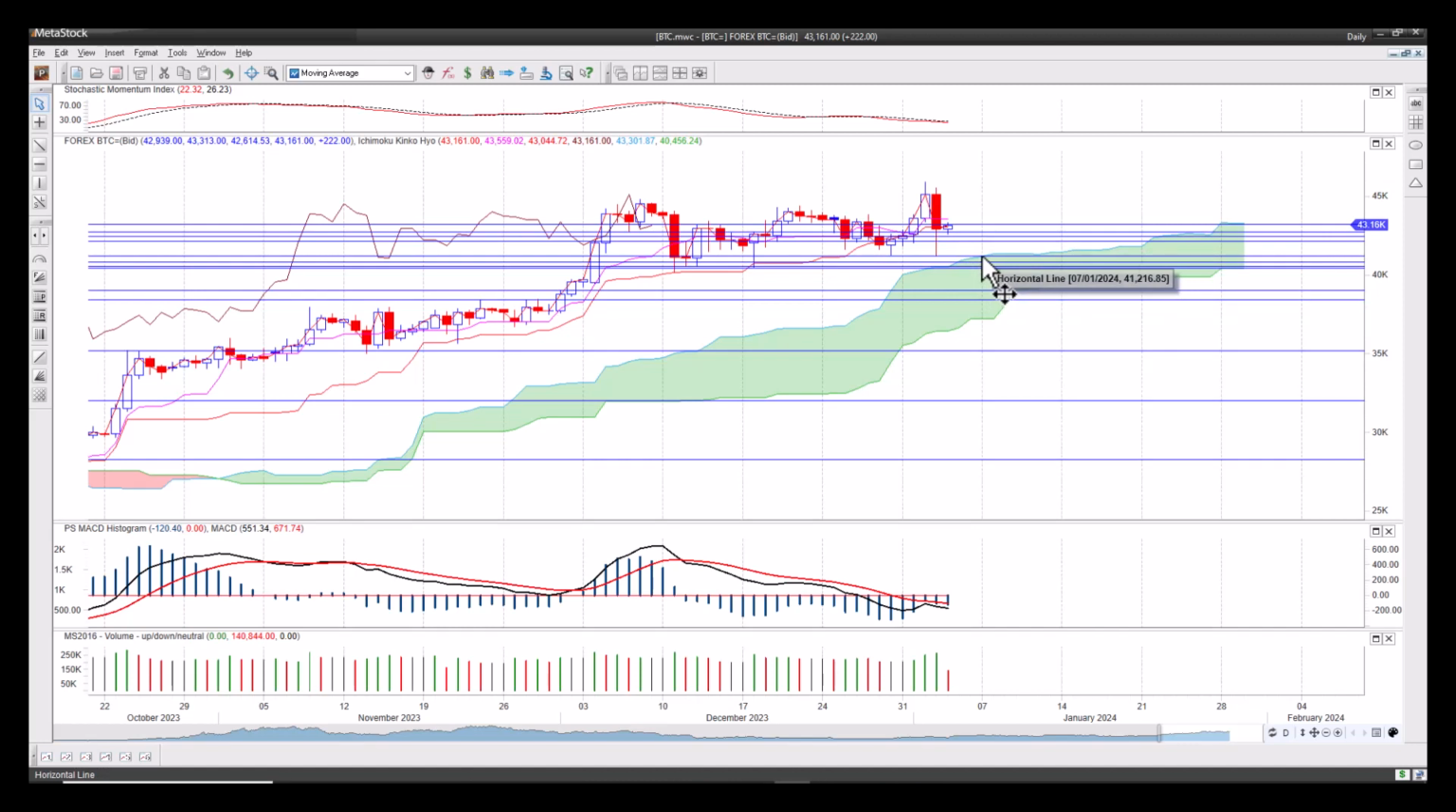But all in all, some great trades using both artificial intelligence and the Ichimoku cloud chart buy and sell signals on Bitcoin.